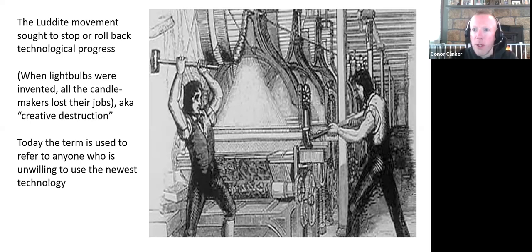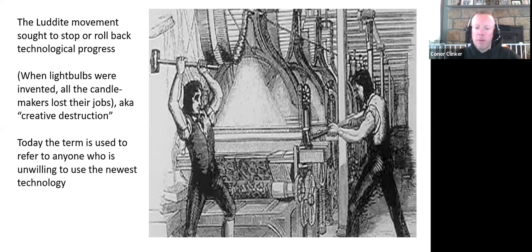Candle makers. You understand? If you fed your family by making candles and all of a sudden this new technology is invented, the light bulb, no one's buying candles anymore, right? So you're going to lose your job. So you might be a Luddite. You might say, hey, I'm not feeling this new technology because some people like it and that's great, but I just lost my job. When the car was invented, what happened to people that made their living building carriages for horses to pull? Well, most of them lost their job. So this is called creative destruction. And that term Luddite today is used to refer to anyone who is unwilling to use the newest technology.